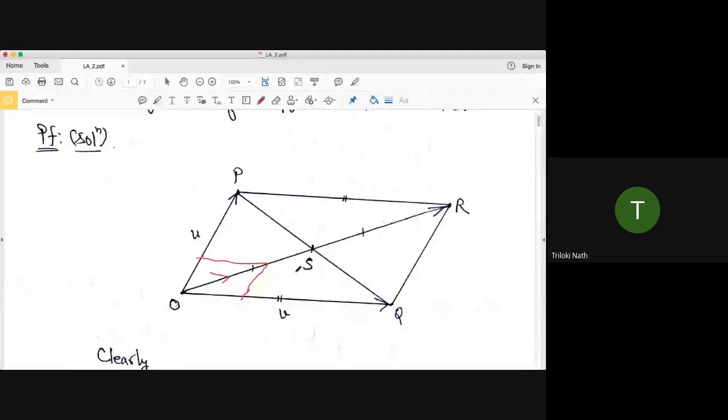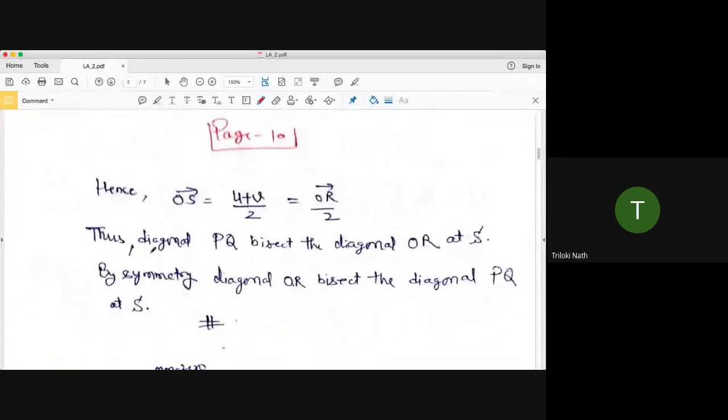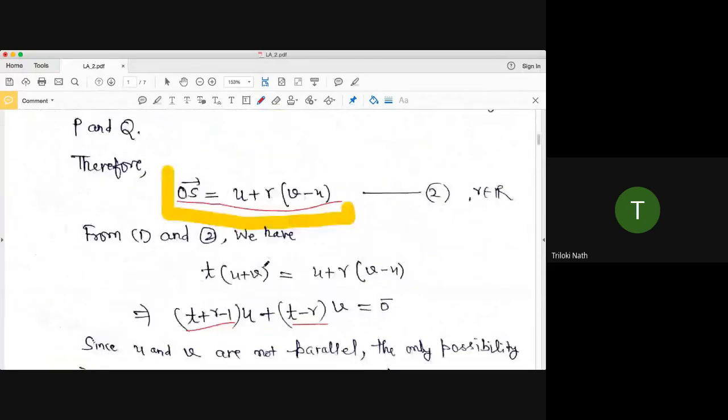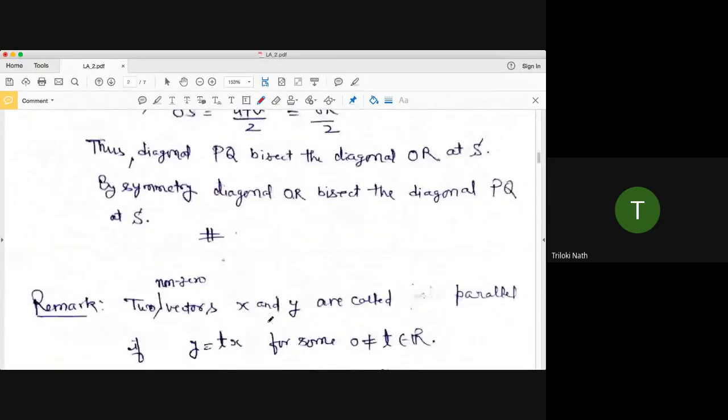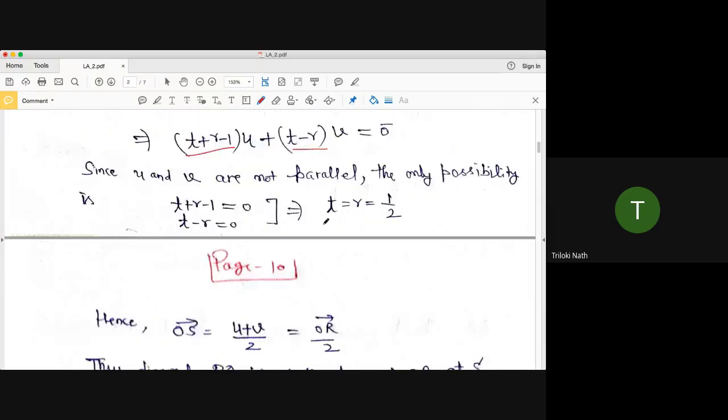Similarly, you can prove that this S is the midpoint of PQ. So we have done it. Thus diagonal PQ bisects diagonal OR at S, and by symmetry diagonal OR bisects the diagonal PQ at S. Hence we have proved the diagonals of a parallelogram bisect each other.